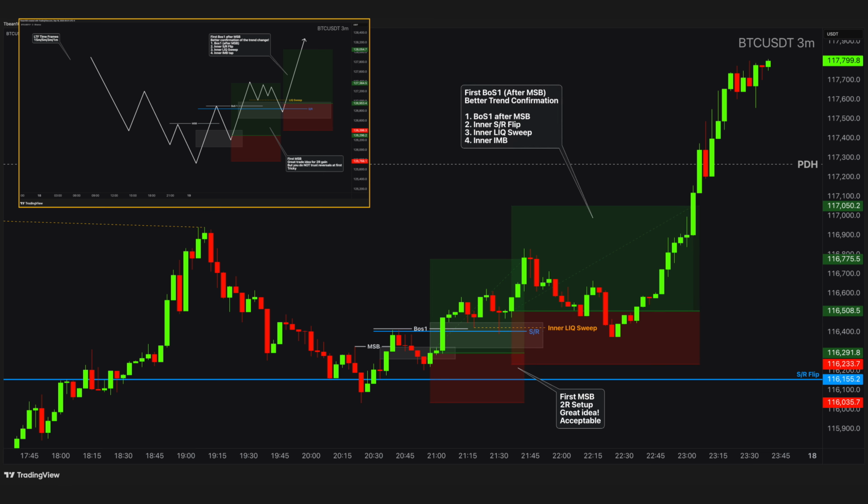Now, like I mentioned before, those first reversal points at market structure breaks can sometimes be tricky. If you find yourself getting stopped out several times, it is better to simply wait for the first break of structure after the market structure break. This way, you are trading with stronger confirmation of the trend after a reversal point. And by looking for inner SR flips, small liquidity sweeps, and other imbalance zones, you make these inner trades much stronger and more reliable. And that's it.